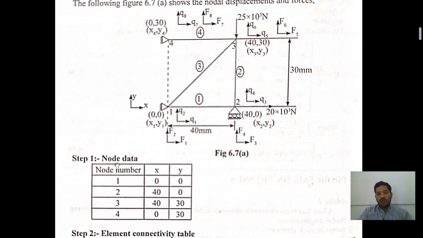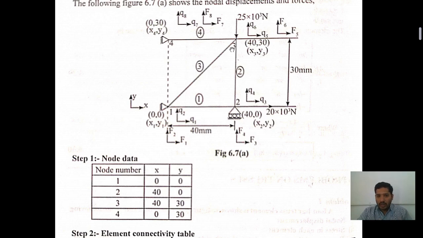First of all, we need to find out the node data. How many nodes do we have here? 1, 2, 3, 4. We have 4 nodes, in the X direction as well as in the Y direction. Come to node 1, X1 is 0, Y1 also 0, so 0 comma 0. Come to node 2. At node 2, the X displacement from node 1 to node 2 is how much distance? 40 mm. Y displacement is 0. So we can represent it as 40 comma 0.